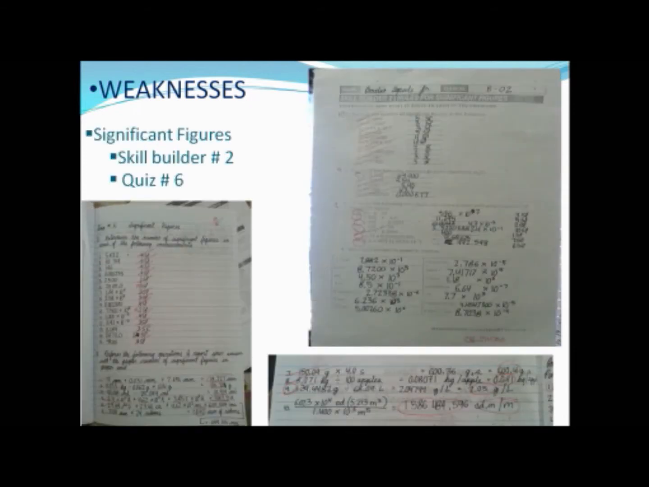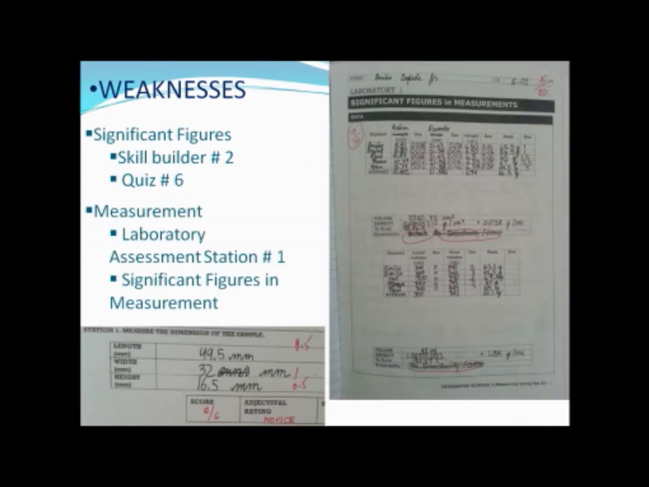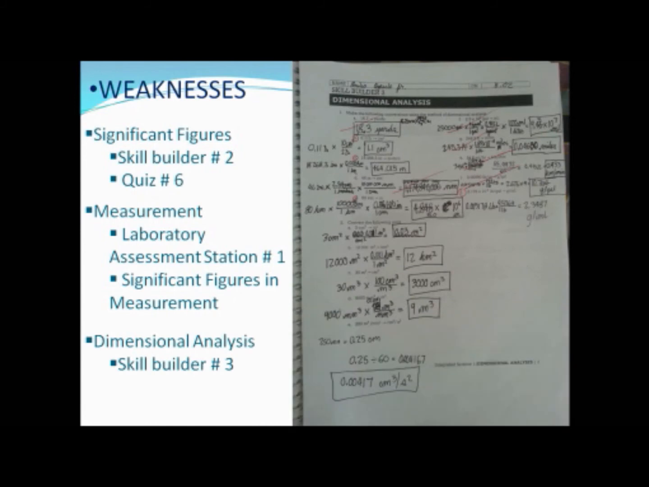This is because I find it difficult for me to see as seen in Skill Builder 2 and Quiz number 6. I also got a weakness in measurement as seen in the Laboratory Station 1 assessment. It could also be seen that I don't do well in significant figures and measurement. I also got a weakness in dimensional analysis as seen in the Skill Builder number 3. These weaknesses are just temporary since you could overcome weaknesses with practice and extra effort.